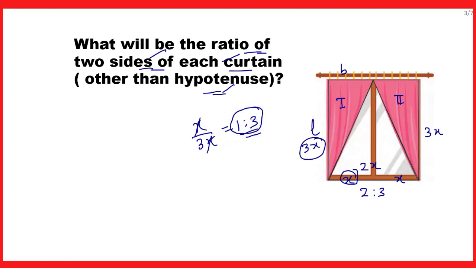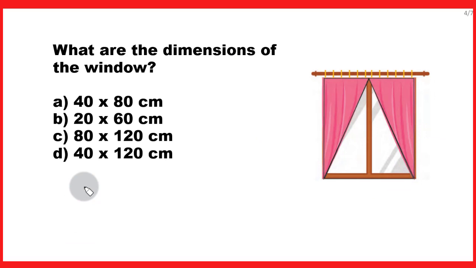Now let us see the second question. The second question is: what are the dimensions of the window? We have to find the dimensions of the window. We have taken that let the width be 2x and the height is 3x.